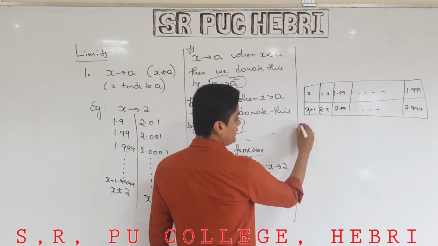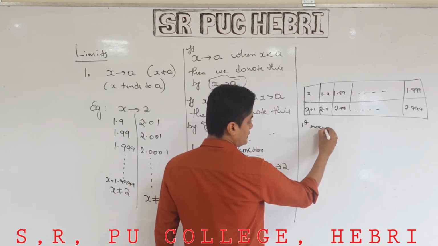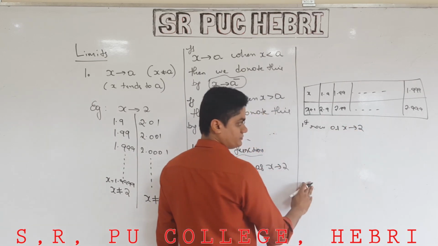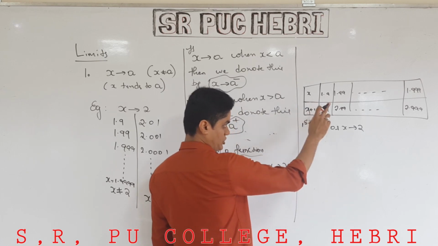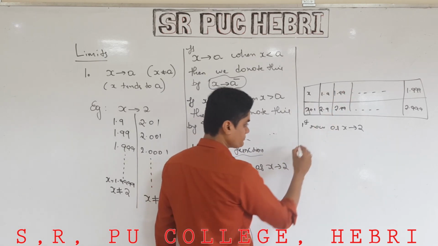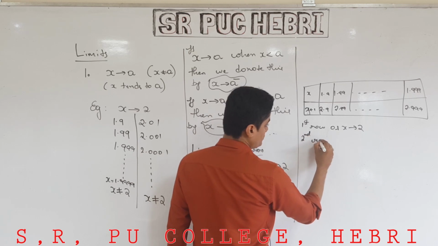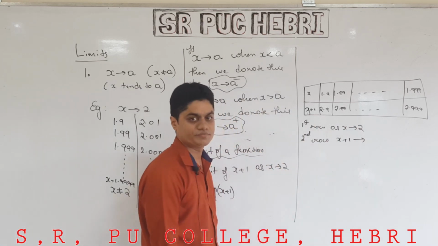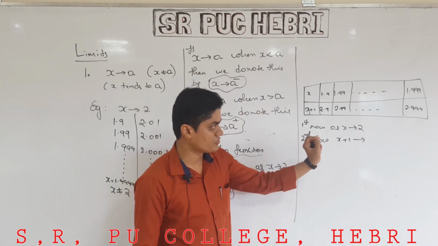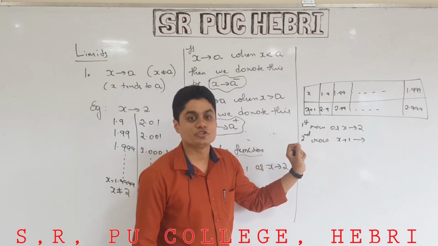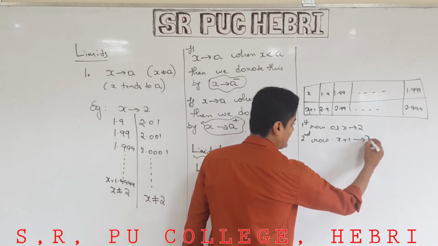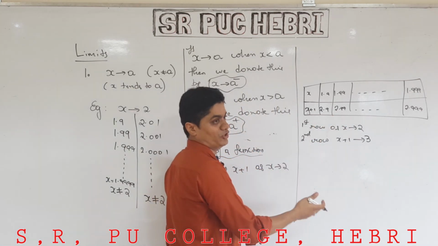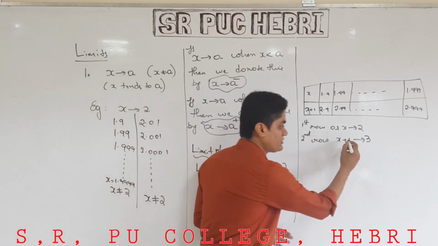Now observe carefully. In the first row, x approaches towards 2: 1.9, 1.99 and so on up to 1.999. In the second row, x plus 1 is approaching towards which value? Can you tell me? 2.9, 2.99 and so on, 2.9999. It is very close to which one? Yes, exactly, it is very close to 3. Can it exceed 3? No. Can it be equal to 3? No.